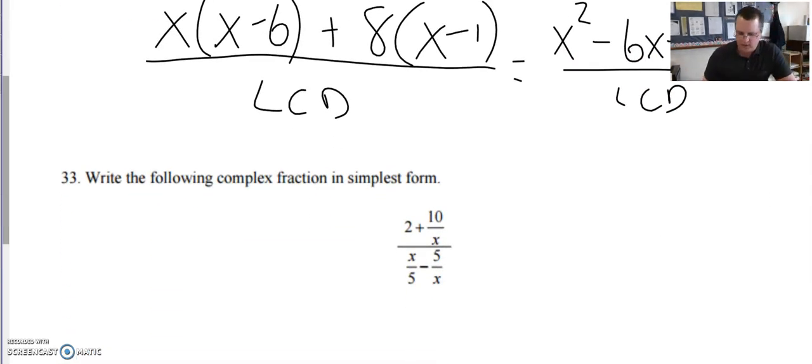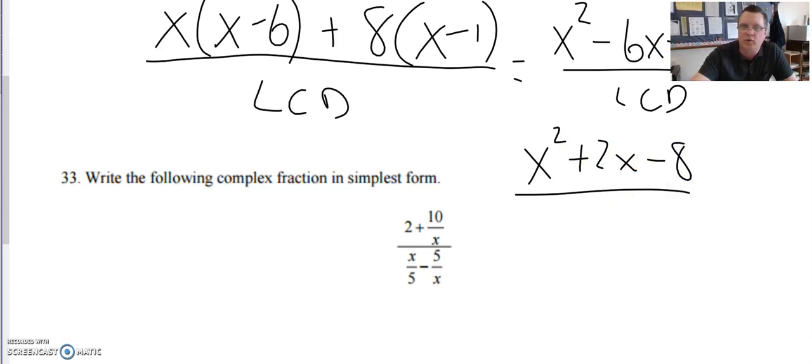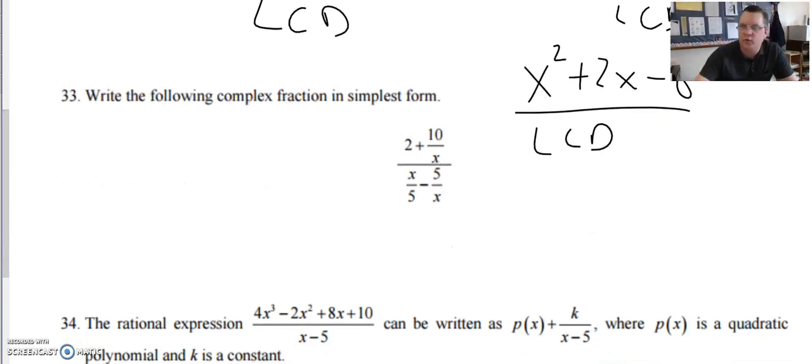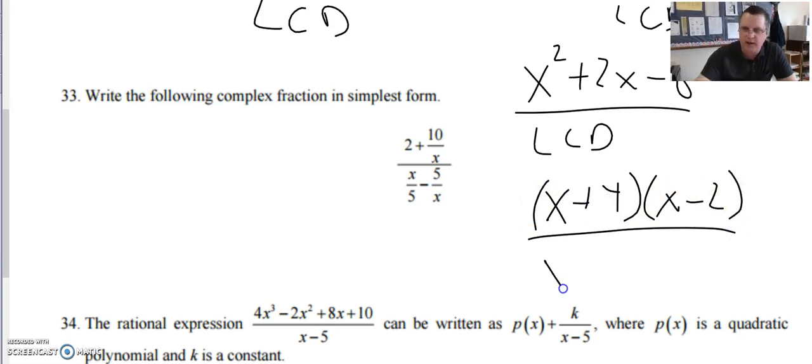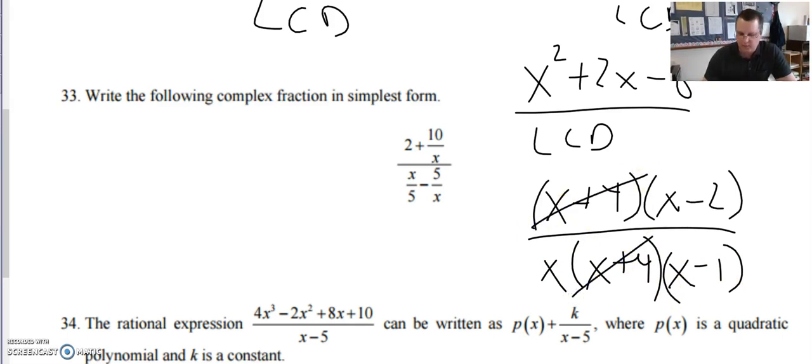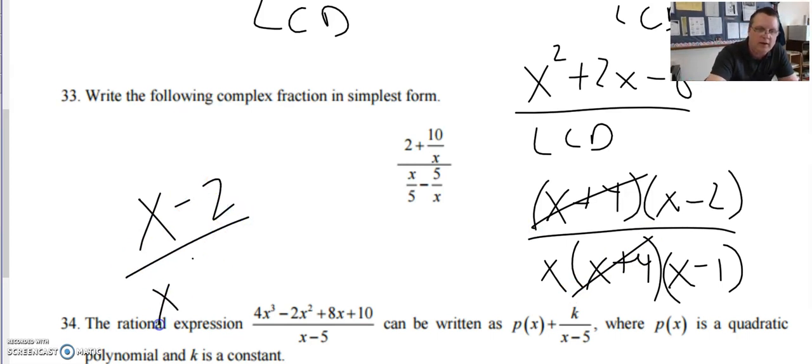And then combine the like terms, and we have x squared plus 2x minus 8 all over the LCD. So factor the numerator. I have (x plus 4)(x minus 2), and all over x, (x plus 4), (x minus 1). The x plus 4 is canceled, so you're left with x minus 2 all over x minus 1.